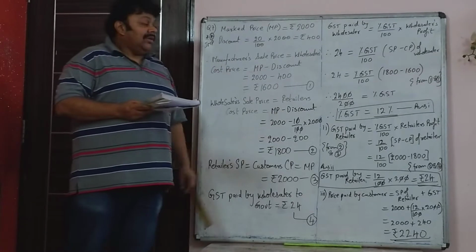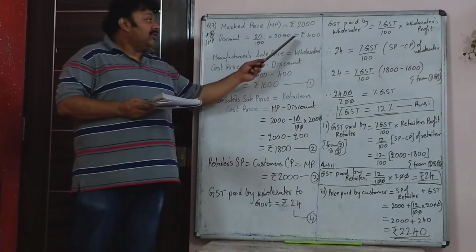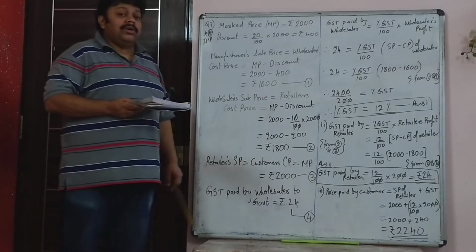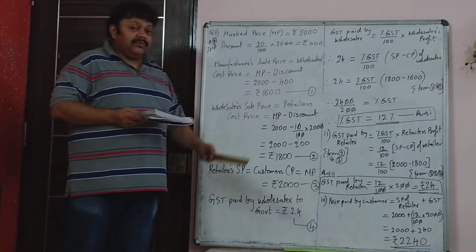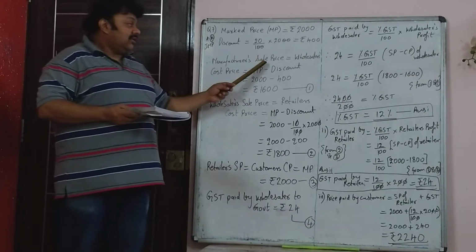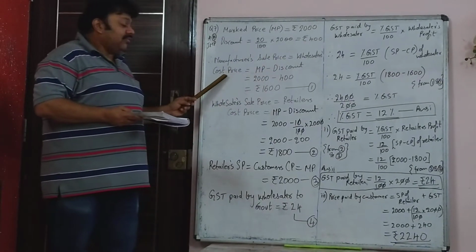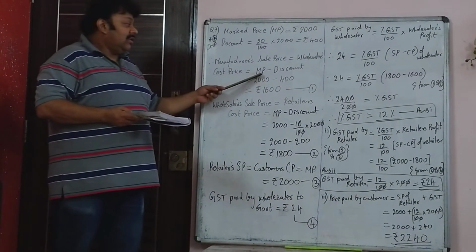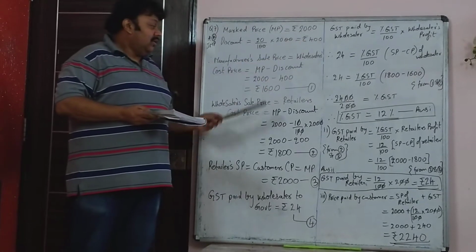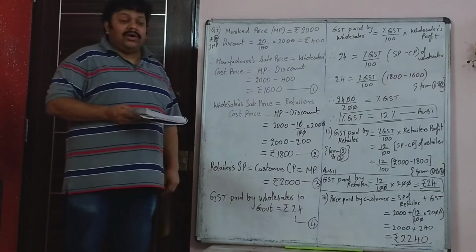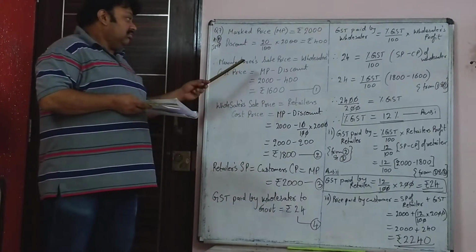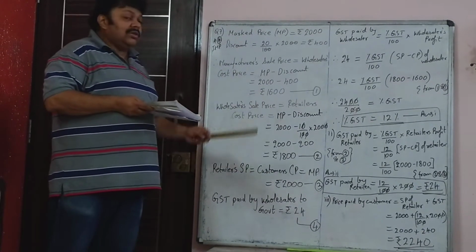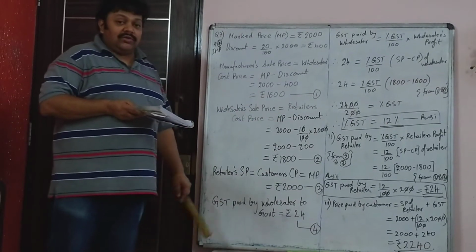So the manufacturer is giving a 20% discount on 2000, or 400 rupees, and he is giving it to the wholesaler. So the manufacturer's sale price and the wholesaler's cost price are the same. It is the mark price minus this discount. So 2000 minus 400, 1600 rupees. So the wholesaler's cost price is 1600. Call that equation 1.